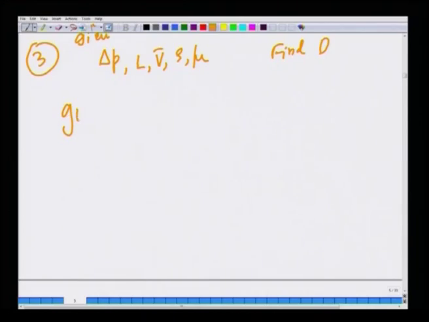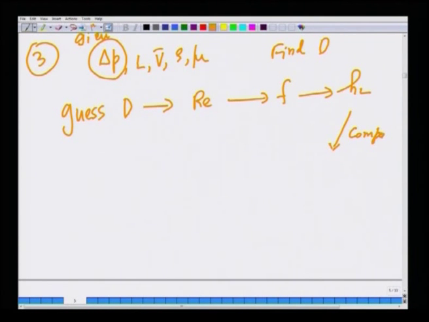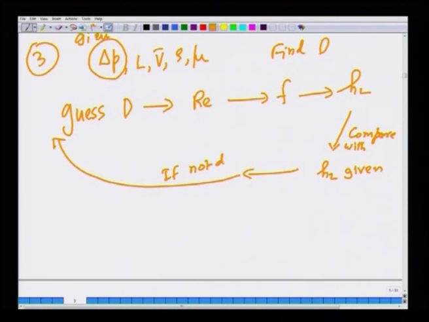Again, the answer is not a straightforward answer, you have to do it iteratively. Guess D, then everything else is known. Calculate Reynolds number, calculate friction factor, calculate head loss. Now, head loss is also given because delta P is given. Compare with the head loss that is given. If it does not agree, then you refine your value of D. If it agrees, then you have a converged answer.